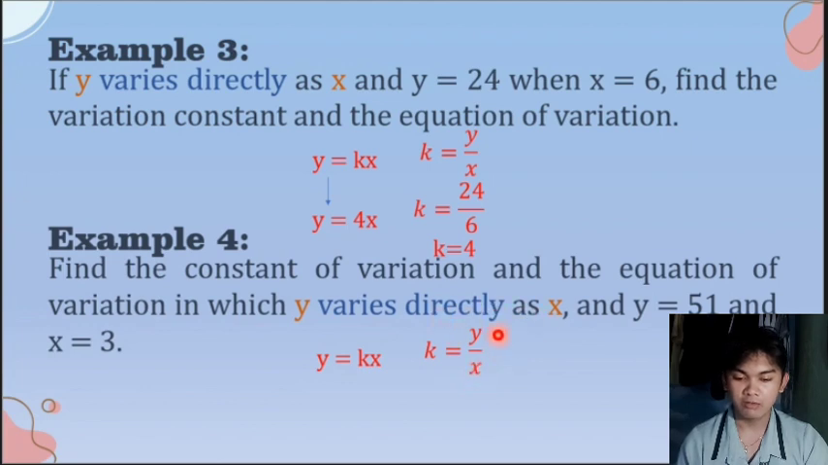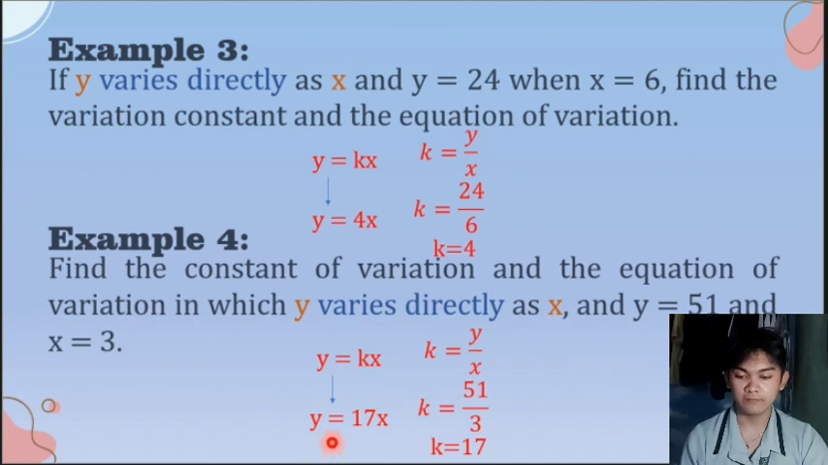So, we have the value for y, which is 51. Substitute the value for y, 51, and the value for x is equal to 3. So, 51 over 3 is equal to 17. So, we have the value for k, or the constant, which is 17. Now, we just have to substitute the value for k in this equation. So, we will have the equation of the variation, y is equal to 17x. Okay.